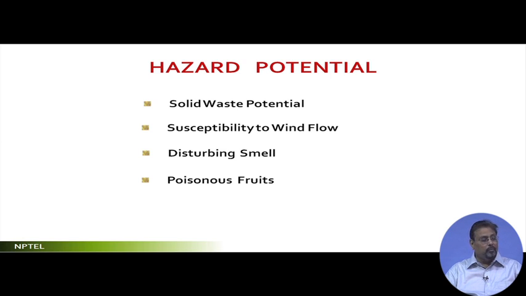Solid waste potential is automatically intrinsic and it comes with a package. Susceptibility to the wind depends on the slenderness ratio. Disturbing smell is by the own intrinsic characteristics of the fragrance of the flower or leaf or whatever. Poisonous fruits are intrinsic to this, so it has to be checked. Some trees also have poisonous leaves. The tree looks good, but the leaves are poisonous. So what we have to check is all those hazards.